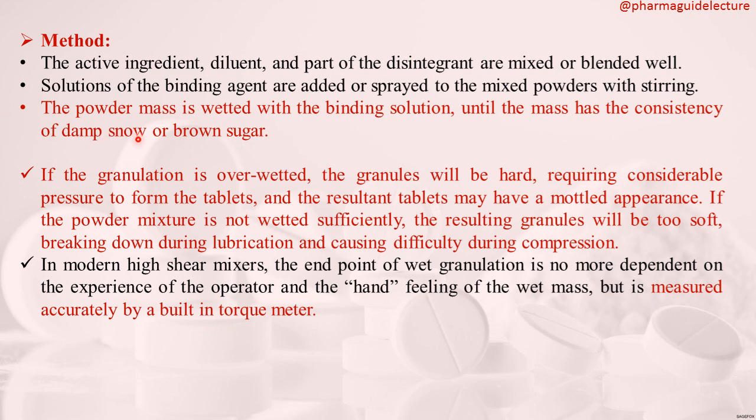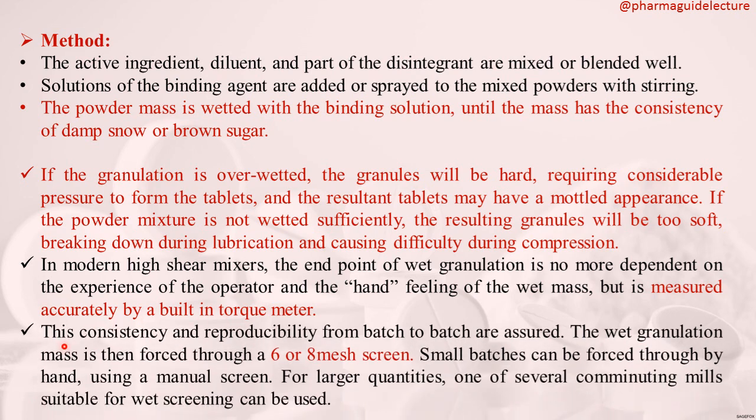This damp snow and brown sugar is only to explain the consistency that is to be achieved. But in the modern high shear mixer granulators, a torque meter is there to show that the formation of the damp mass is completed. With the help of this, the consistency and reproducibility from batch to batch is assured.